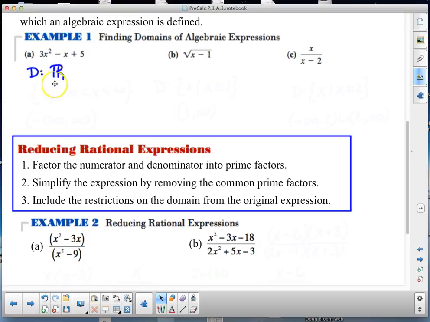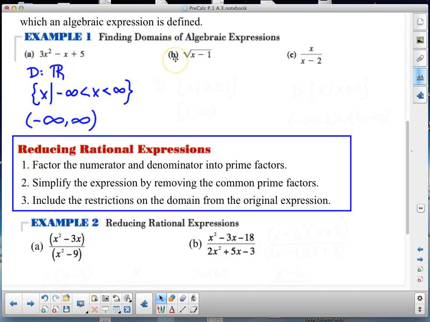A lot of times you've seen it written like this, but in set builder notation I write x such that negative infinity is less than x, which is less than infinity. Another way to look at it is interval notation, where the domain is from negative infinity to infinity. So any one of these three is acceptable to talk about the domain.